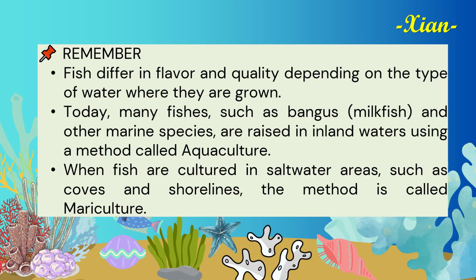Remember, fish differ in flavor and quality depending on the type of water where they are grown. Today, many fishes, such as bangus, milkfish, and other marine species, are raised in inland waters using a method called aquaculture. When fish are cultured in saltwater areas, such as coves and shorelines, the method is called mariculture.